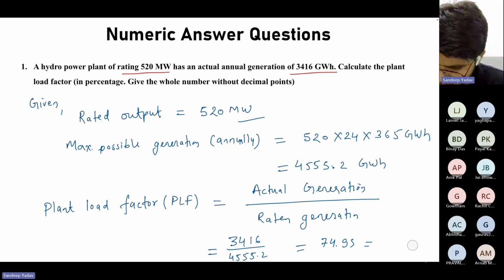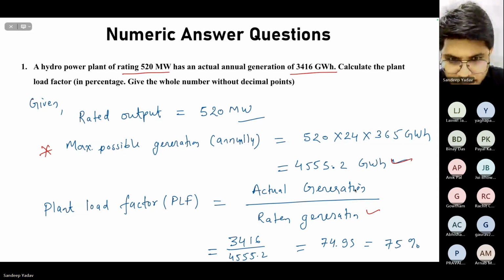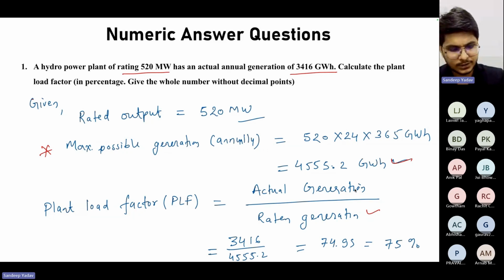Any doubts in this question? Just a very beginner level question. What's the plant load factor? All the things are given. We have just calculated the maximum possible generation, the rated generation, and then calculated the plant load factor from that. If you want, you can just unmute yourself and we can talk, and otherwise you can just comment your query.